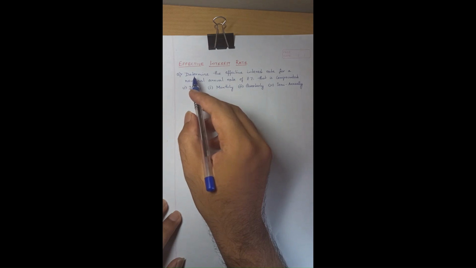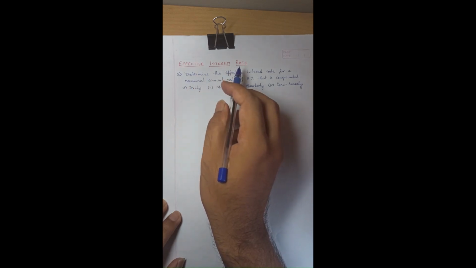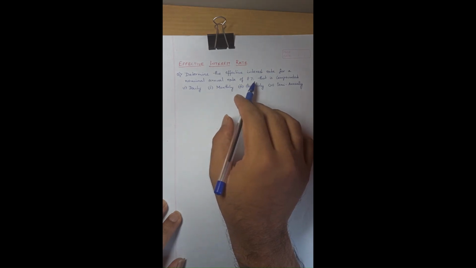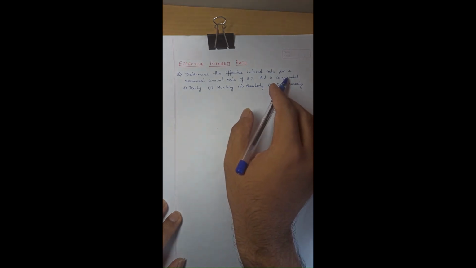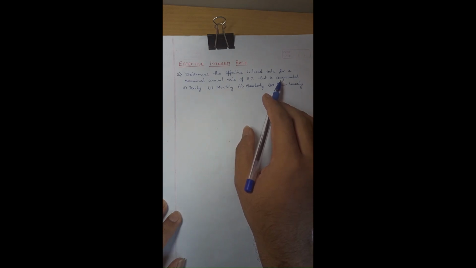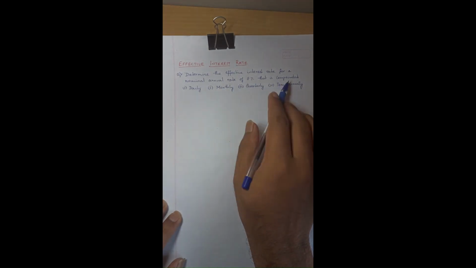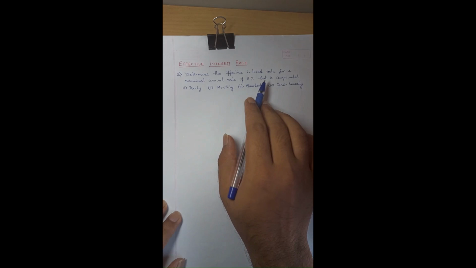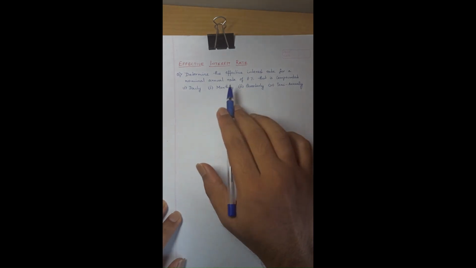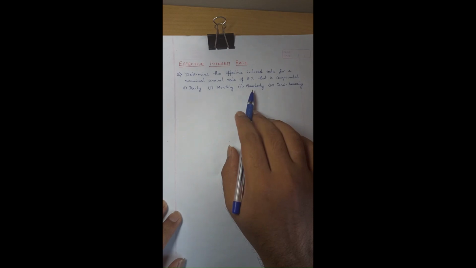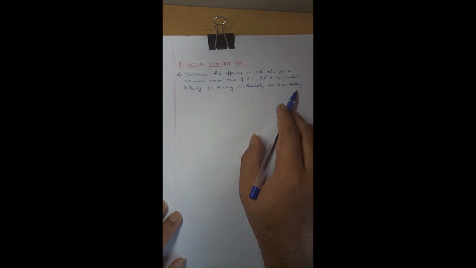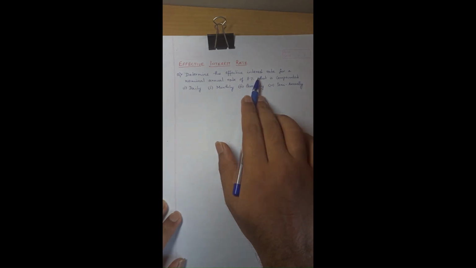Now we'll solve an example on effective interest rate. Determine the effective interest rate for a nominal annual rate of 8% that is compounded. We have 4 sub questions for this. If the nominal annual rate is compounded daily, what is the effective rate? If compounded monthly, what will be the effective interest rate? If compounded quarterly? And if semi-annually?